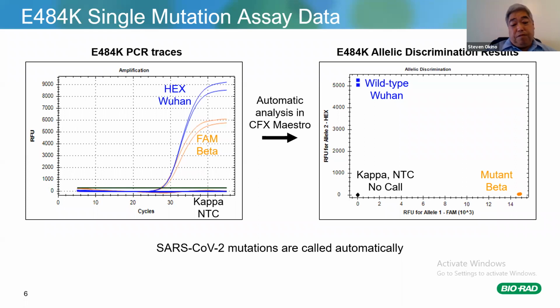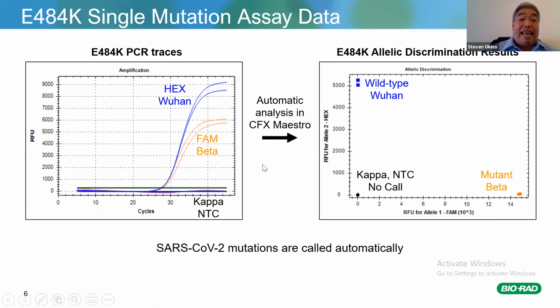These are the results of the 484K assay. When this assay analyzed the Wuhan virus, you can see that you have very high hex signal, which is what you would expect because it's wild type. However, when you're analyzing the beta variant, you see very high FAM signal. And when you analyze the kappa variant, you get no signal. The signal in the qPCR trace is consistent with the no template control.